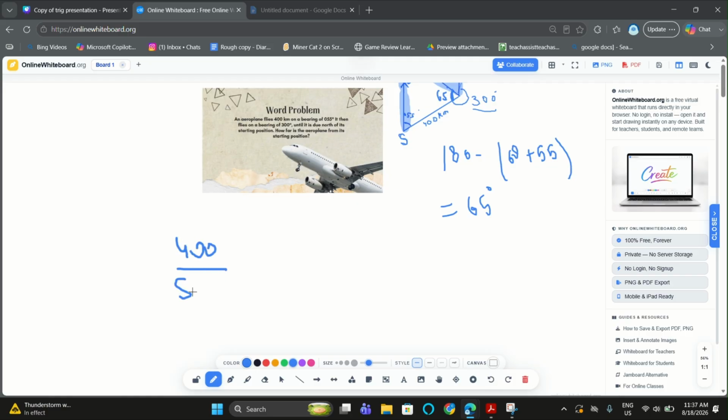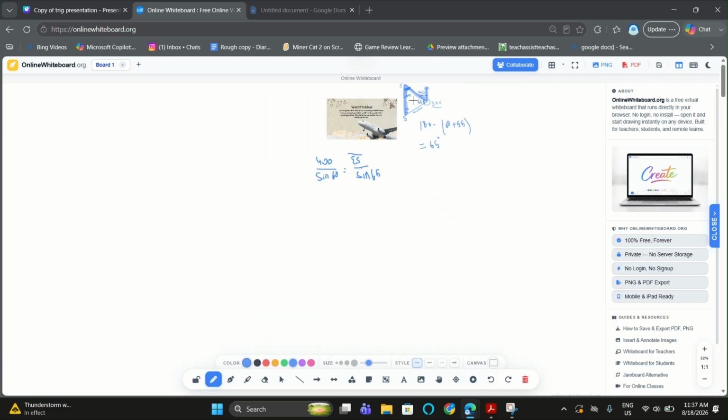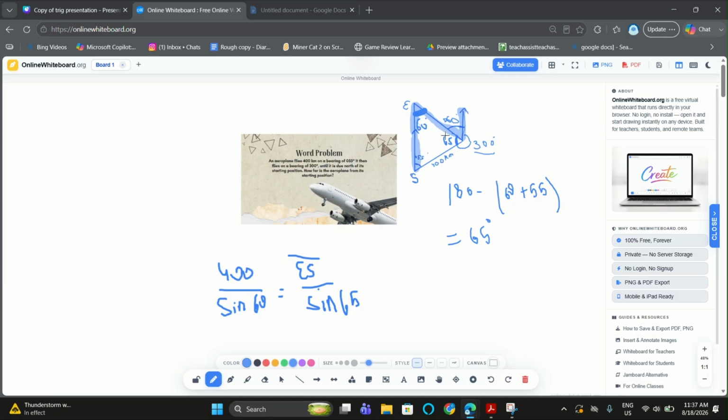So 400 divided by sine of 60 is equal to x, or line ES, over sine of 65, because that's the opposite. If you remember, if I zoom in a bit on top of the triangle, this is the opposite. We're trying to find this line, right? I'll highlight it in orange. So this is the line that we're trying to find, and let's say line ES.